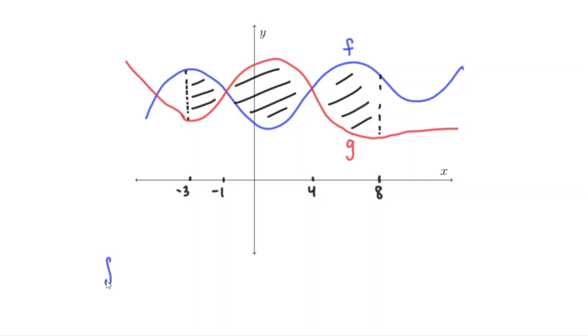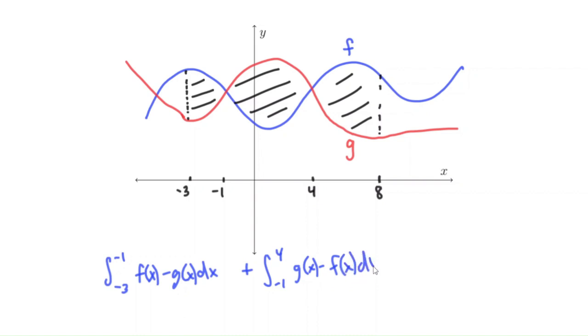In fact, what we could do is the integral from -3 to -1 of the top function minus the bottom. Well, the top one there, the blue one, is f. So we'll have f of x minus the bottom function g of x dx. If we use this, that will calculate this area. Then plus, well, what's the area of this region? Well, it'll be the integral from -1 to 4 of the top one. Well, notice the top one this time is g. So this would be g of x minus f of x dx.